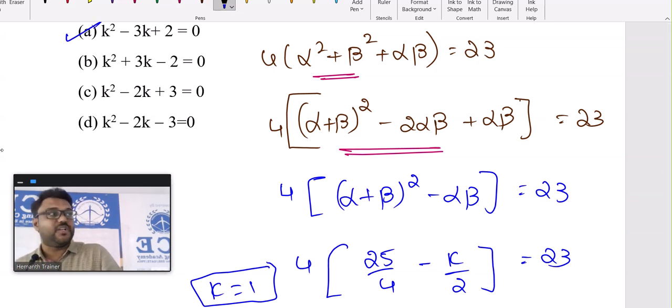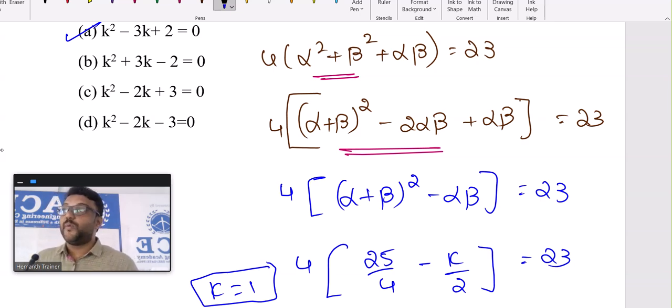If k is 1, first option, what will it become? 1 minus 3 plus 2, which is nothing but equal to 0. Second one is 4 minus 2, which is equal to 2. Third one is 1 minus 2 plus 3. It will not be 0. It won't satisfy except option A. For k value 1, nothing else will satisfy.